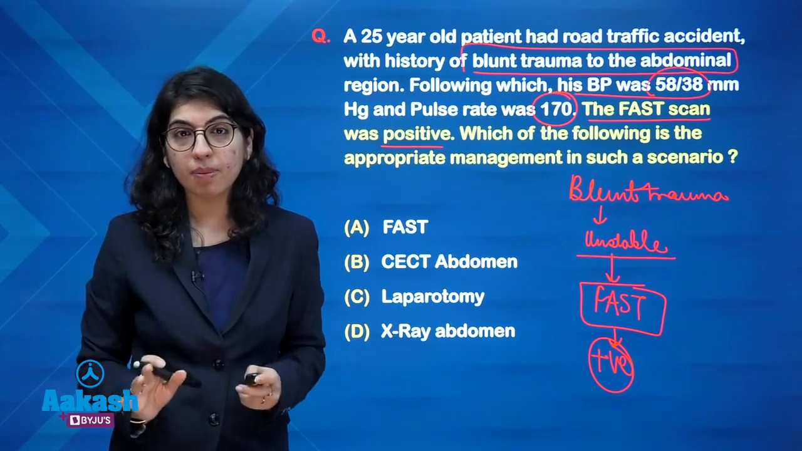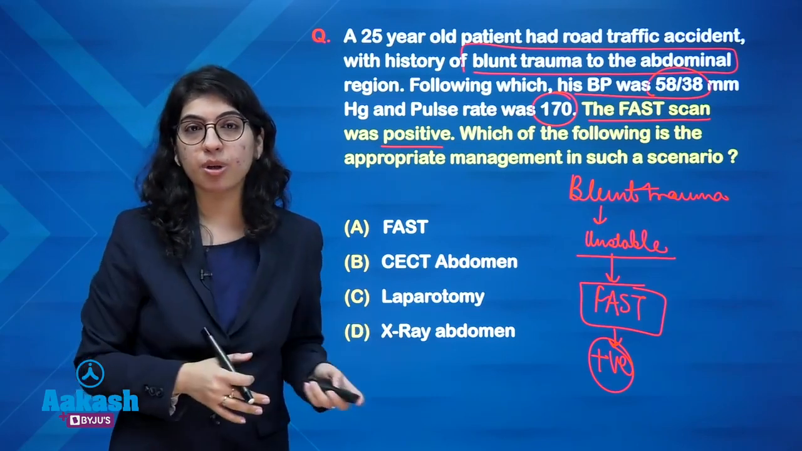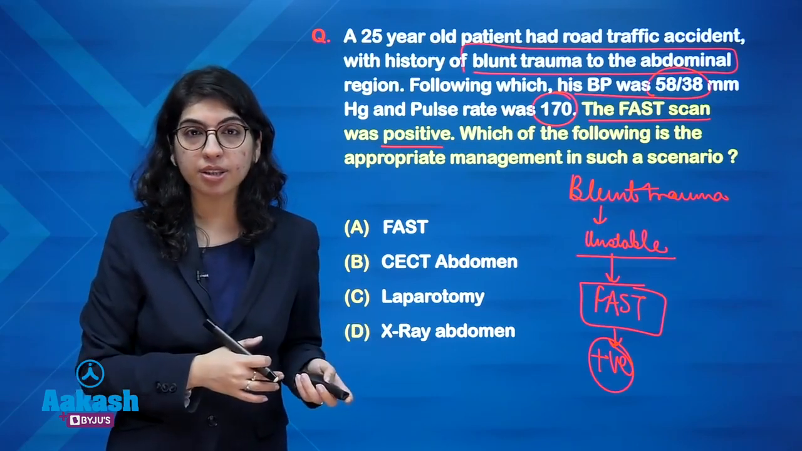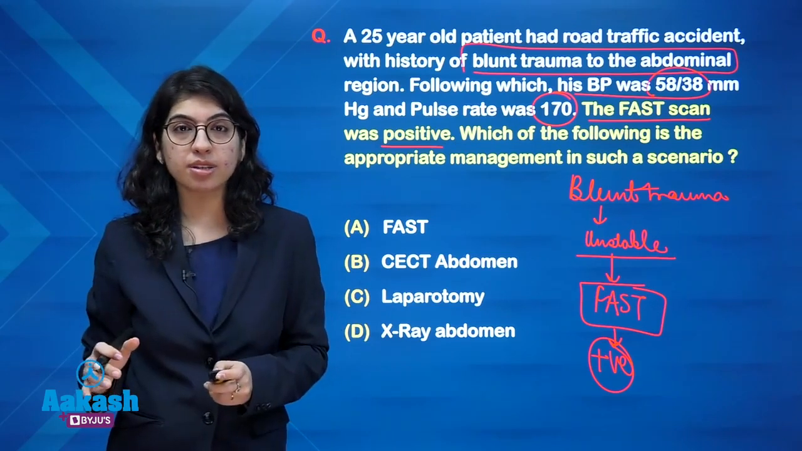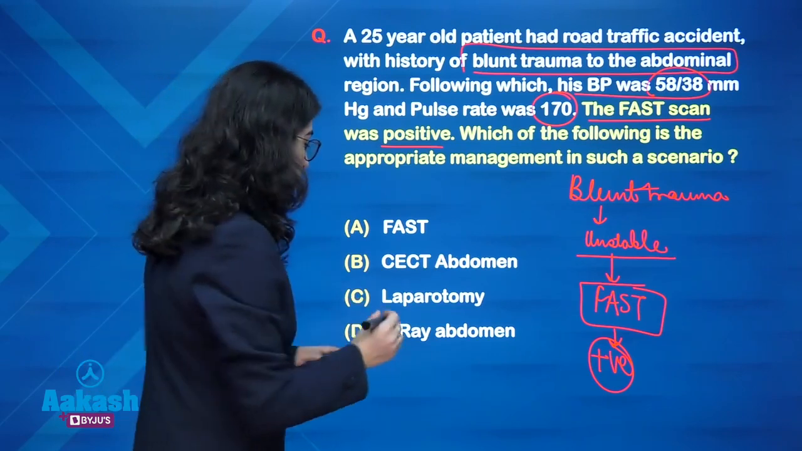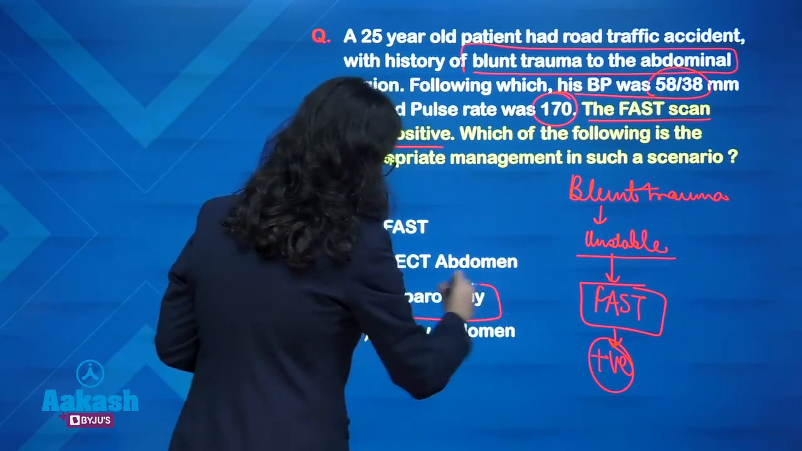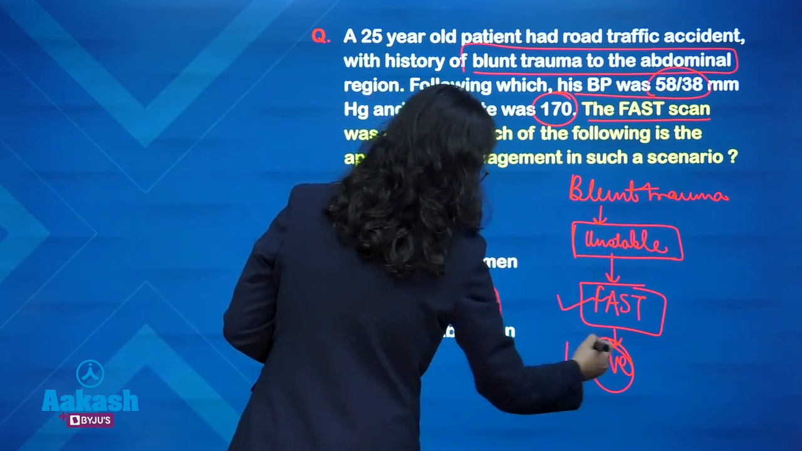The patient is unstable. You cannot waste your time taking the patient for a CT scan, shifting and getting the CT done. You know there is some hemoperitoneum going on and the patient's vitals are unstable, so immediately rush the patient to the OT and do a laparotomy. This is the management in a case of blunt trauma abdomen who is unstable and FAST is positive.